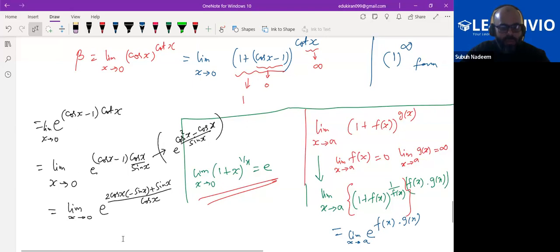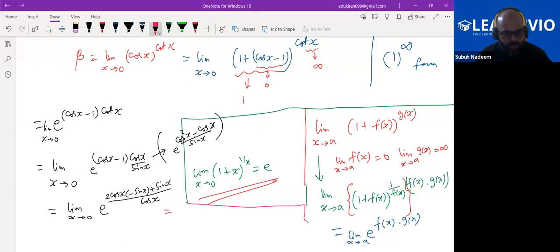Now we have to just put the value of x equal to 0. So when you put x equal to 0, we are almost at the answer. This will be e to the power 0, because cos 0 will be 1 and sin 0 will be 0. This is 1 finally. So beta is equal to 1. This implies that beta is equal to 1. Now you can write it.